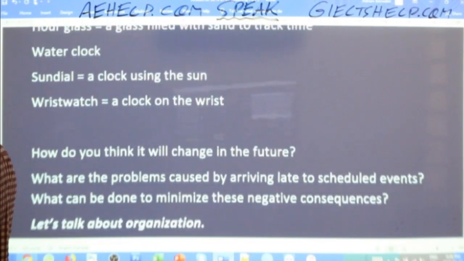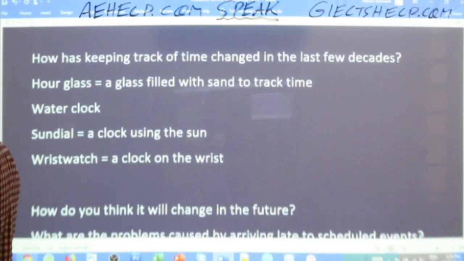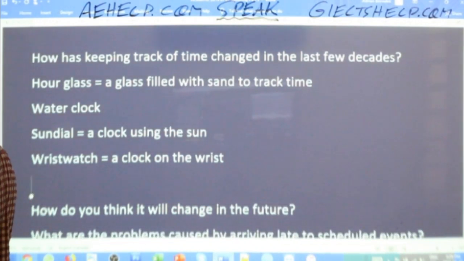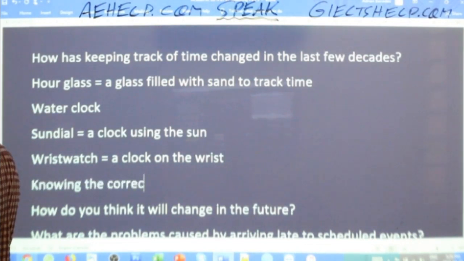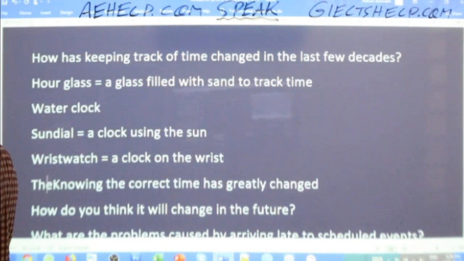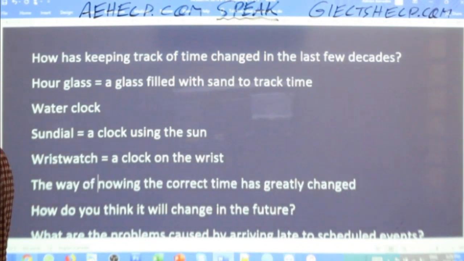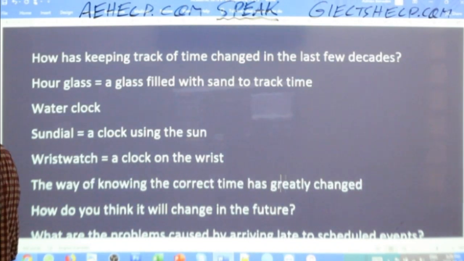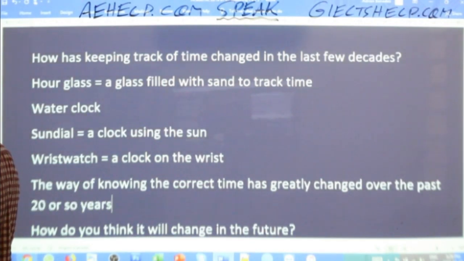So knowing the correct time has greatly changed the way of knowing. It's a little bit clearer. The way of knowing the correct time has greatly changed over the past 20 or so years.